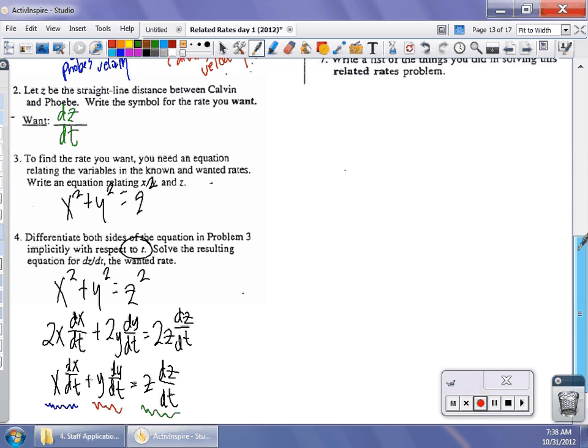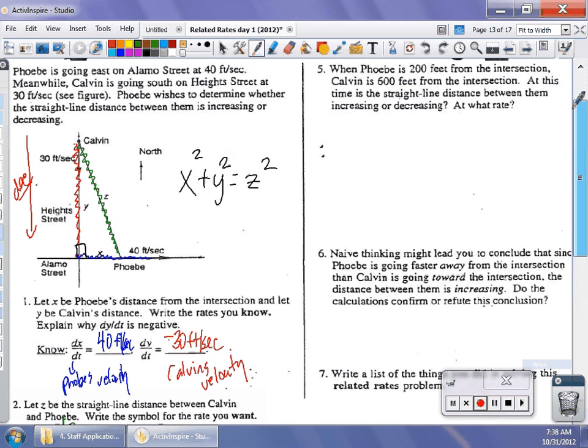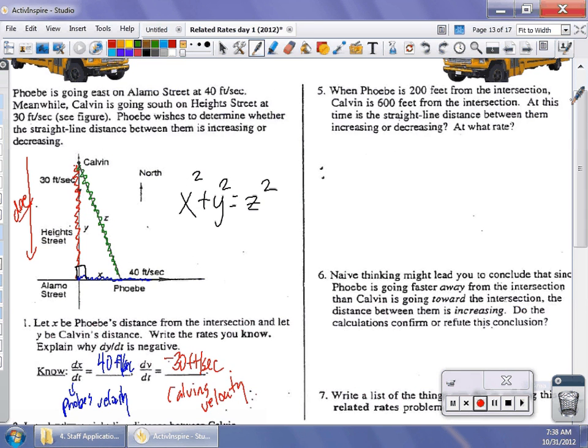All right, let's see what number 5 asked us to do. So we have our derivative. Number 5 says when Phoebe is 200 feet, now Phoebe, remember, was a value of x, so I'll circle that in blue, so that's going to be an important value. When x is 200 feet from the intersection, Calvin is 600 feet from the intersection. All right, so that's going to be a y value. At this time, is the straight line distance between them increasing or decreasing, and at what rate?